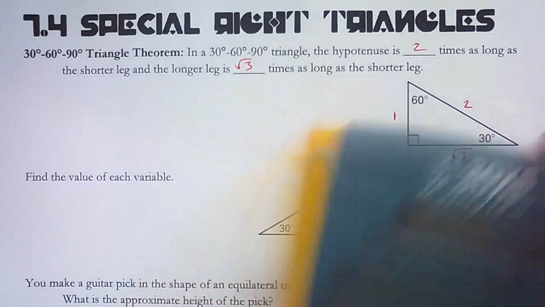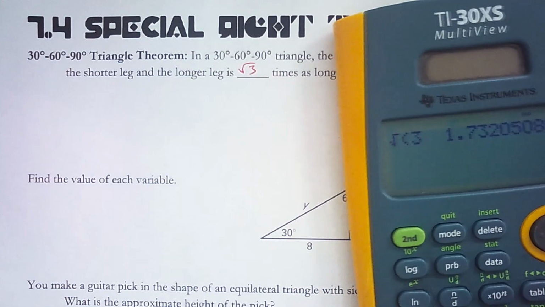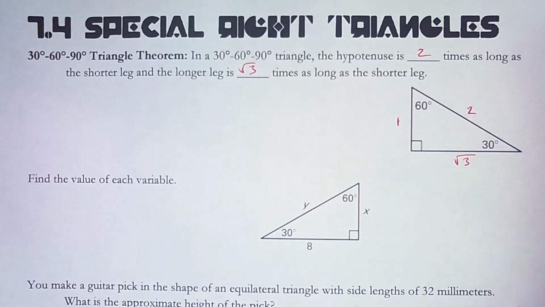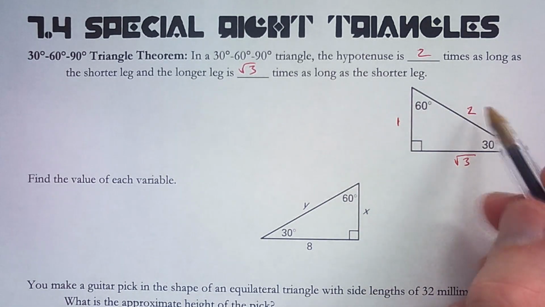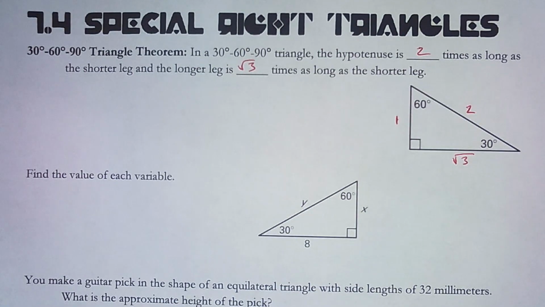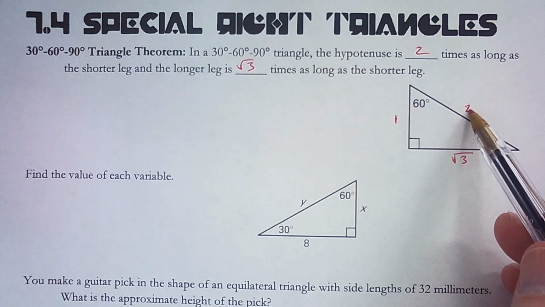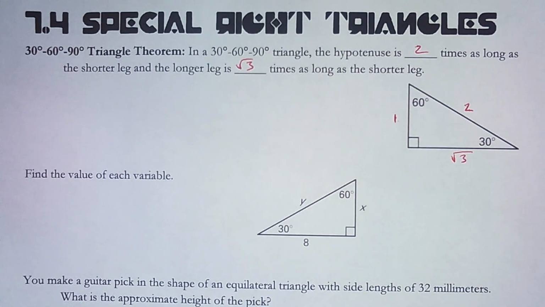Now, if we look at our calculator, and we just evaluate the square root of 3, we get 1.73. So that is bigger than 1, but smaller than 2. So it's the medium side, which is across from the medium angle. Okay? Shortest side is across from the smallest angle. The longest side is across from the largest angle.